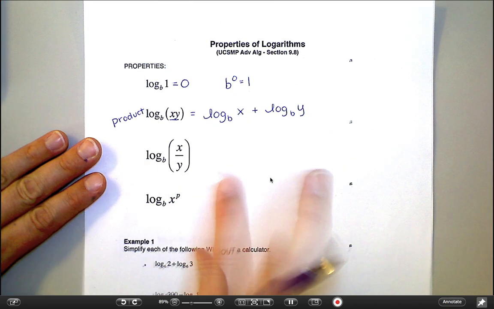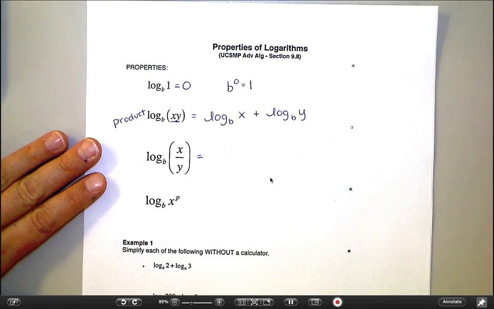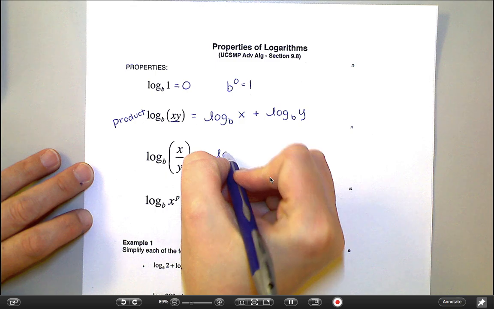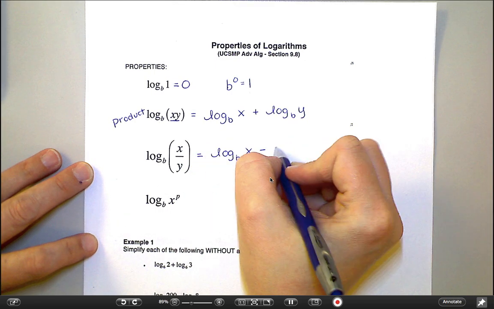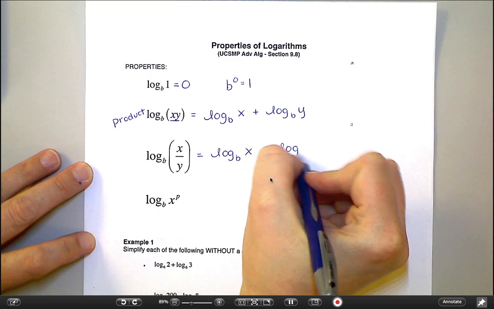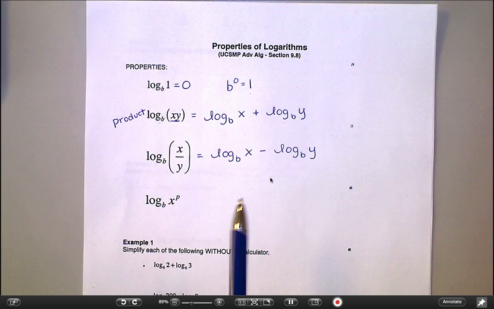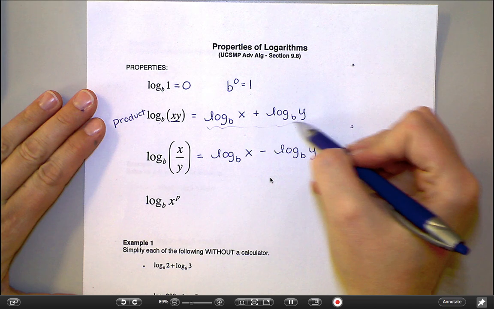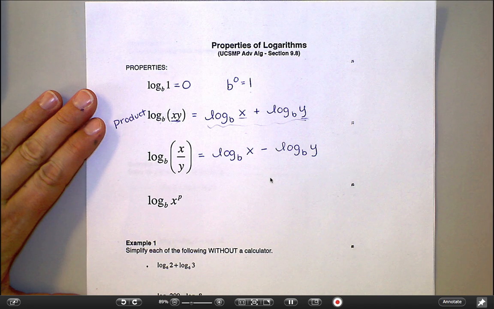Okay? Similarly, when you have division, division becomes subtraction, because if you think back to your exponent rules, when we divided, we ended up subtracting the exponents. And remember, each log represents an exponent. So log base b of x minus log base b of y. And again, it's going to be just as important, probably even more important, for you to go the other way, for me to hand you something that looks like this and know that you can put the x and the y together by multiplying them. Okay?